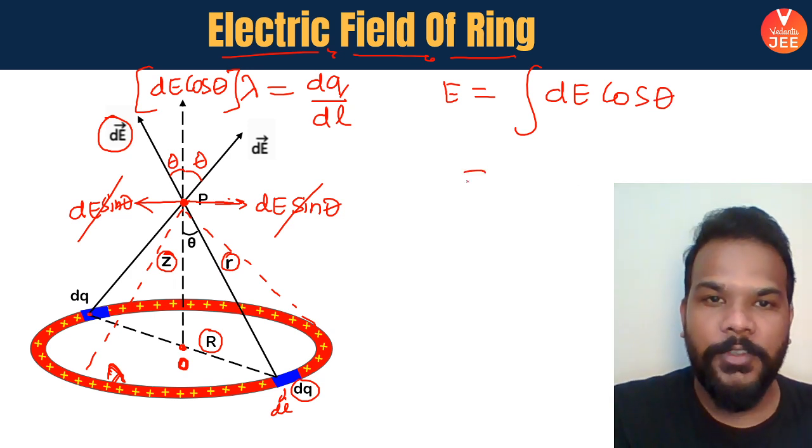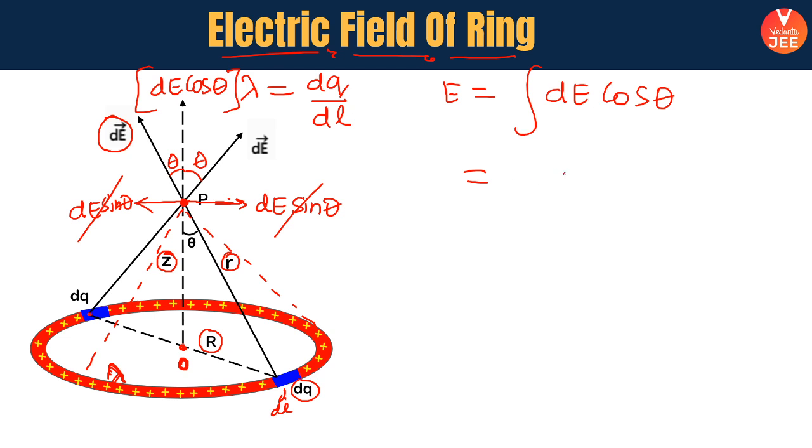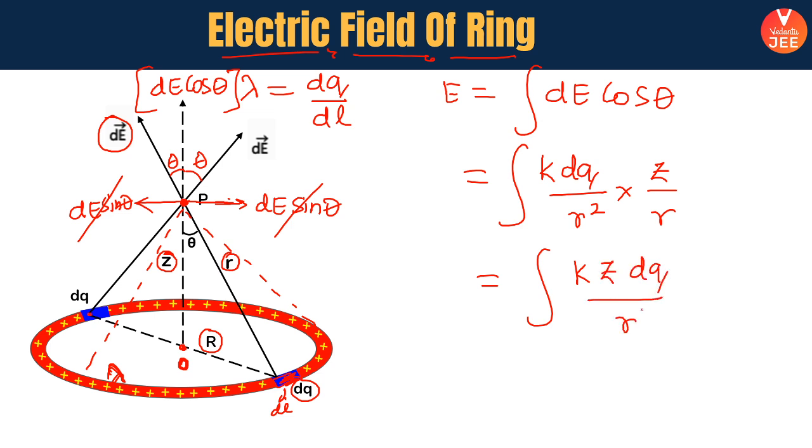So let's try to write down the value of dE. Because of this charge element, the value of dE is k dq by r square, and cos theta we can also write from here itself. Cos theta is adjacent upon hypotenuse, so that is z by r. That means dE cos theta is k z dq by r cube.